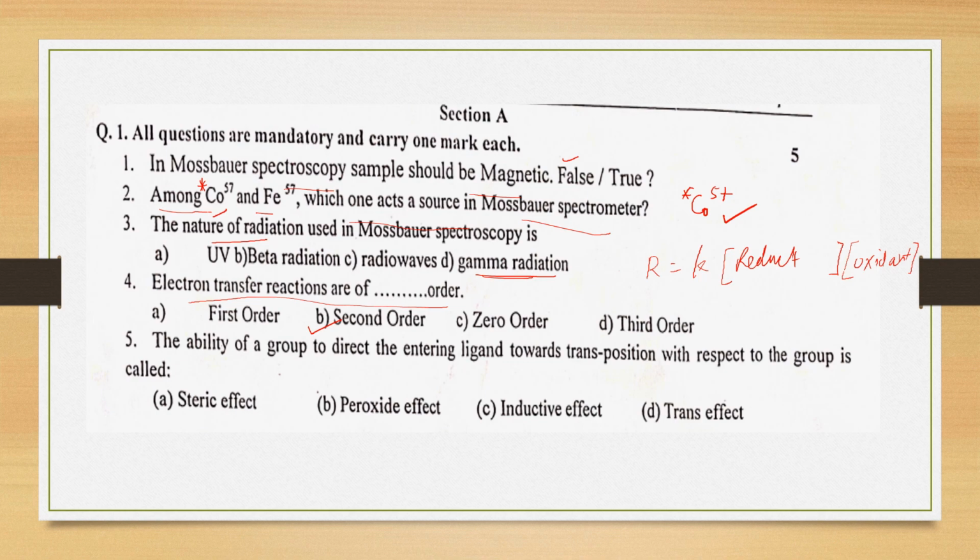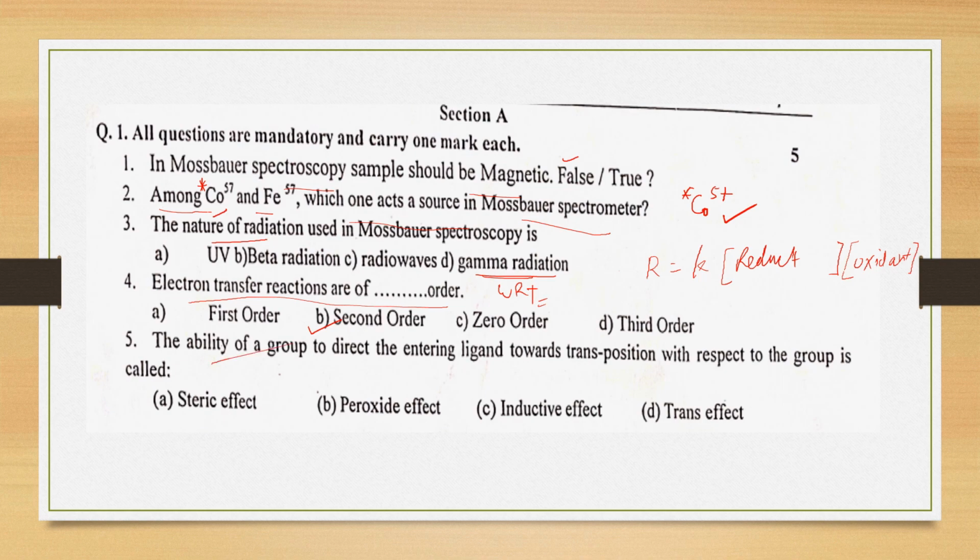But if it is asked generally what is the order of reaction in electron transfer reaction, order of reaction is second order. But if it is asked with respect to reactant, oxidant or reductant, with respect to reductant it is first order, with respect to oxidant only it is first order, but overall reaction is second order reaction.